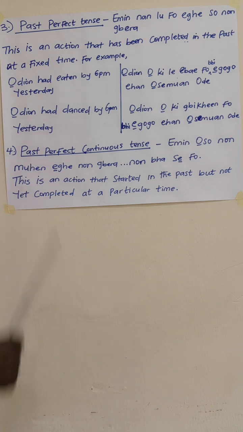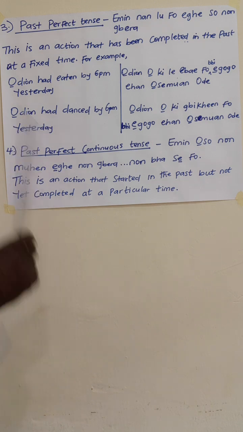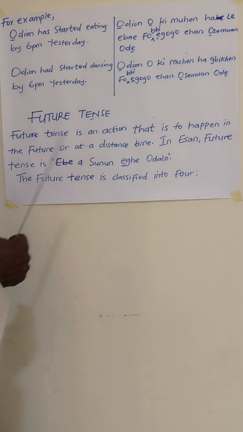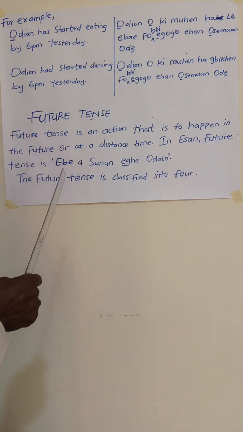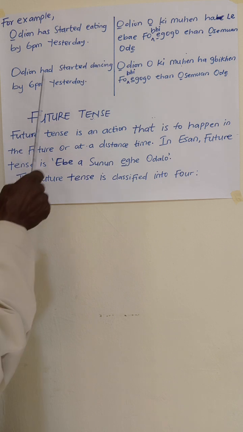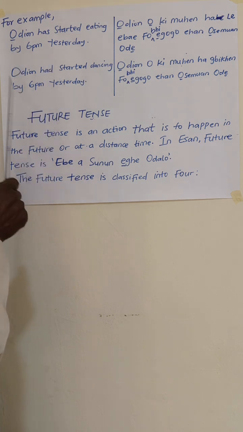We are going to look at examples of past perfect continuous tense. In English, Ojo has started eating by 6 p.m.